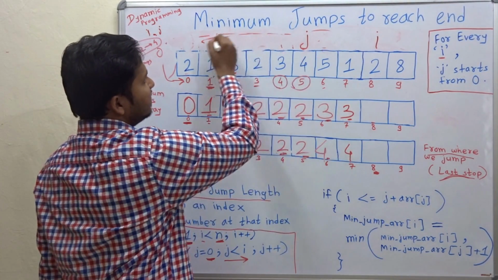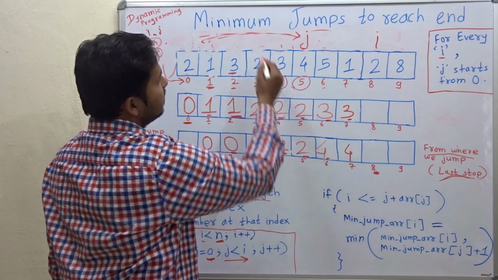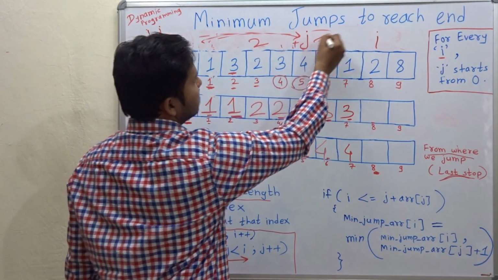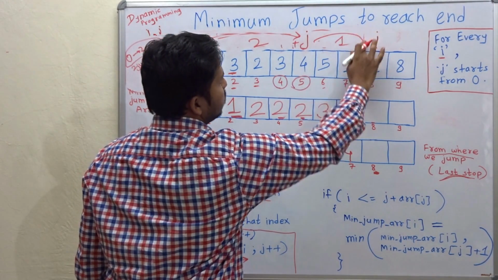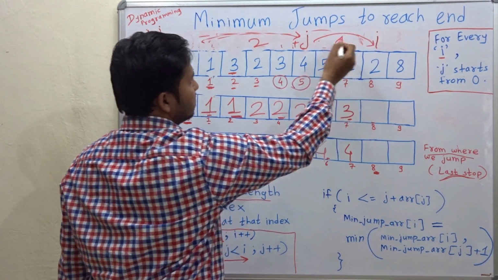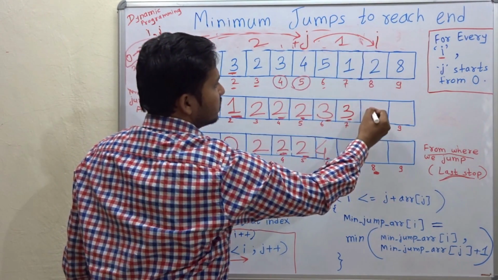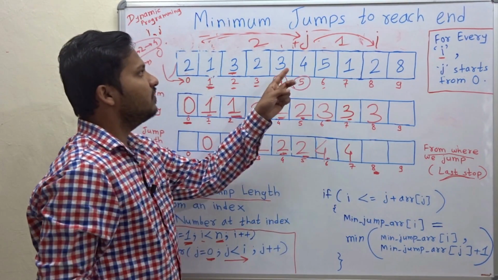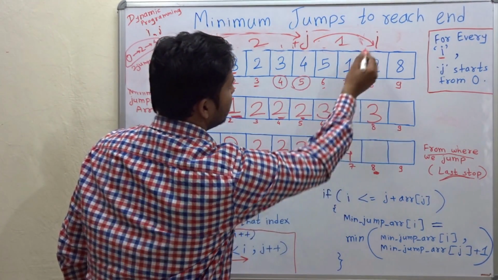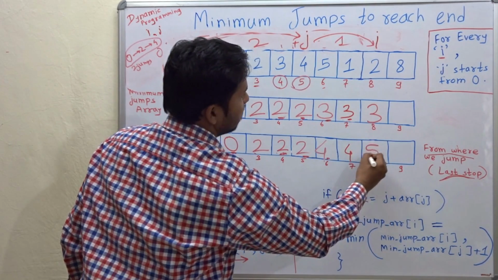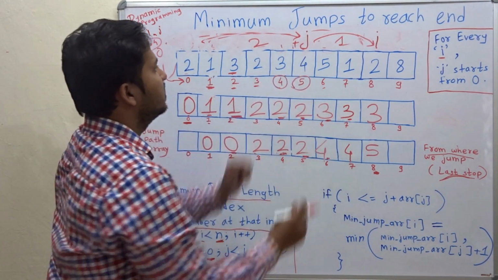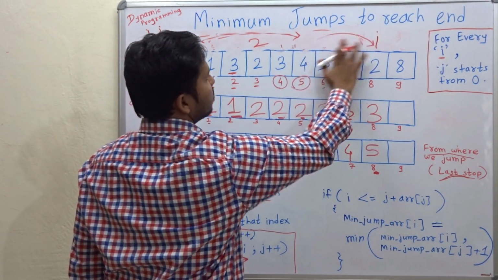So to reach j, how many jumps are needed? 2 jumps plus this 1 jump up to I. So 2 plus 1 is 3. So 3 jumps, and from where do we jump? From the 5th index we jump. Now increment j to check other possibilities.